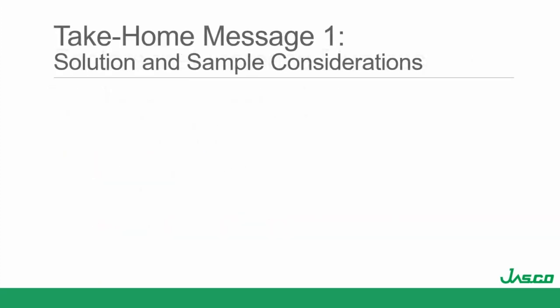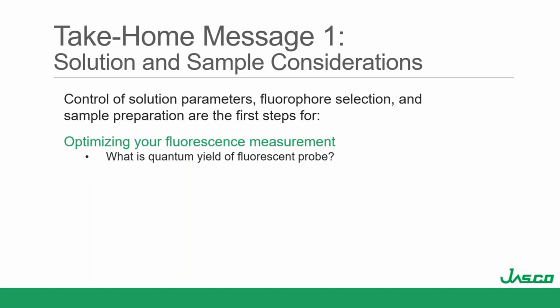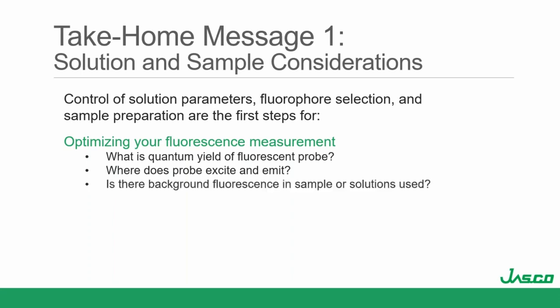So let's do a quick summary. Take-home message 1 for sample and solution considerations. Control of solution parameters, fluorophore selection, and sample preparation are really the first important steps in optimizing your fluorescent measurement. So what kind of questions should you ask yourself? Well, you should be aware of what is the quantum yield of the probe? Where does it emit and excite? And does that occur in other areas where there might be background fluorescence?